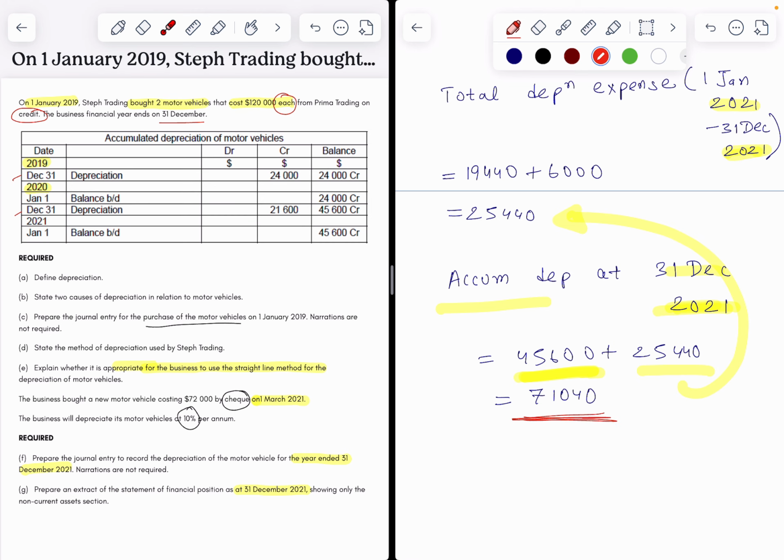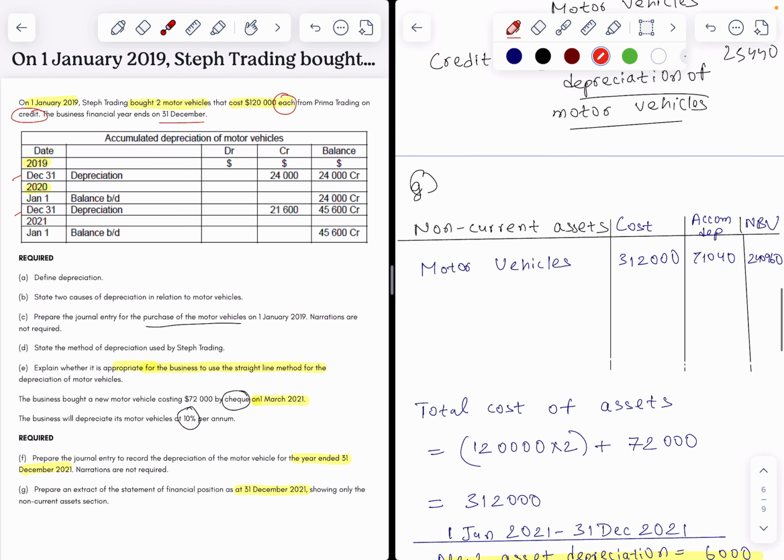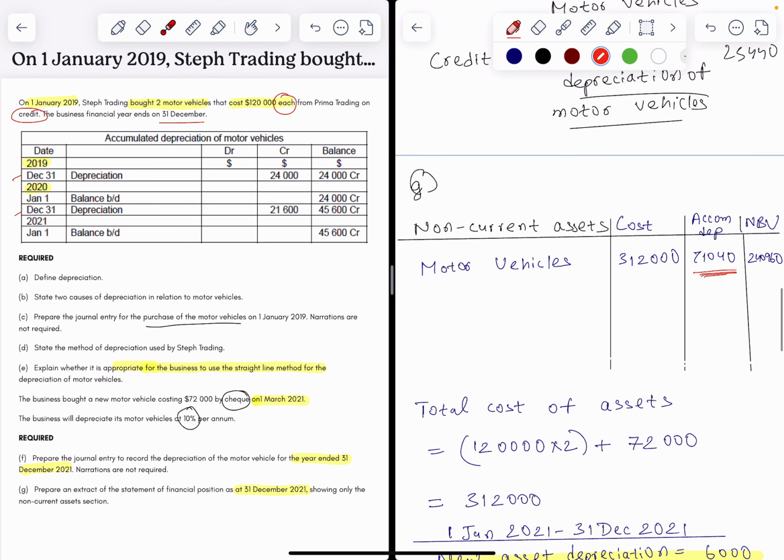So this is the amount that we record here. And the net book value is simply the difference between the cost and the accumulated depreciation. $312,000 minus $71,040 gives us $240,960, okay? And that is exactly how you get full marks for similar questions in your exams.